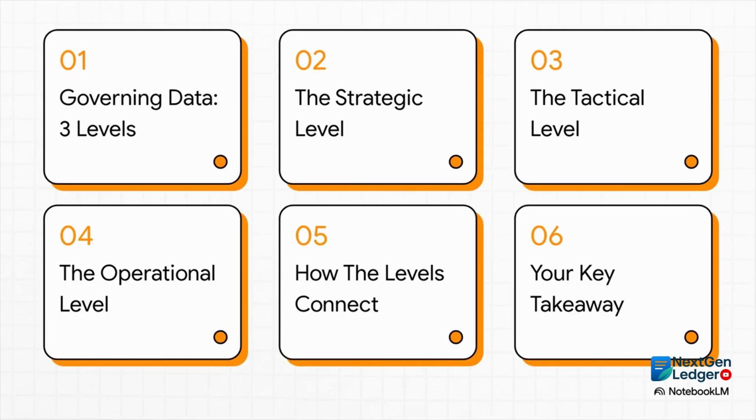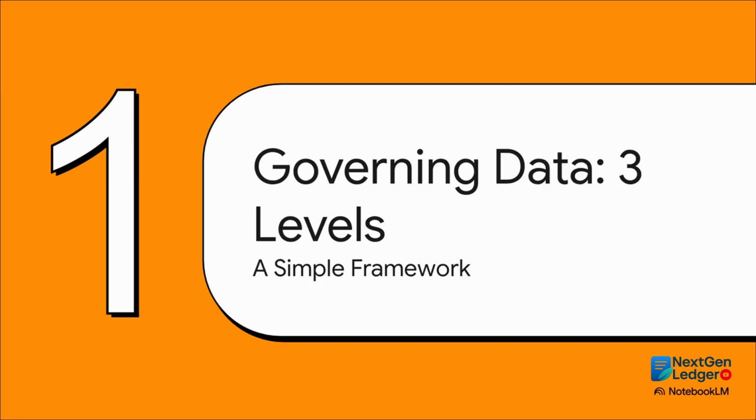So here's what we're going to cover. First, we'll look at the three-level framework. Then, we'll zoom in on each one: strategic, tactical, and operational. After that, we'll see how they all connect, and we'll wrap up with your key takeaway. Okay, let's get into the framework.